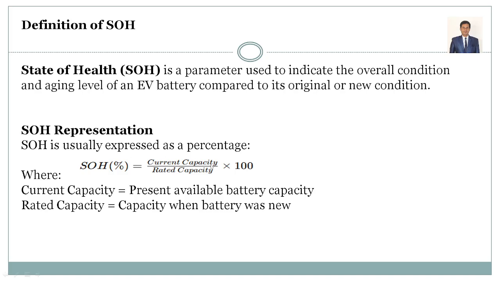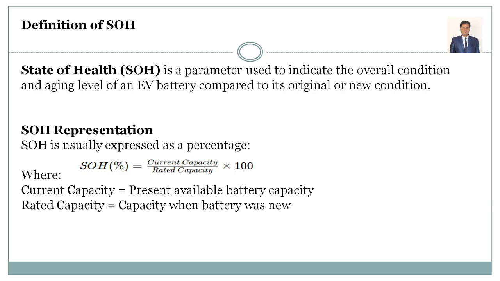Now, what is the definition of SOH? SOH is a parameter used to indicate the overall condition and aging level of the EV battery when you compare it with the new one. Then what parameters do you have to consider to find the SOH? What parameters are required so that you understand the SOH very clearly? Let us see how SOH matters a lot, especially in the EV.